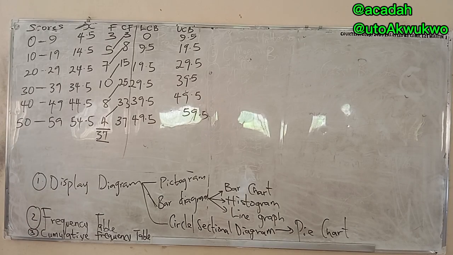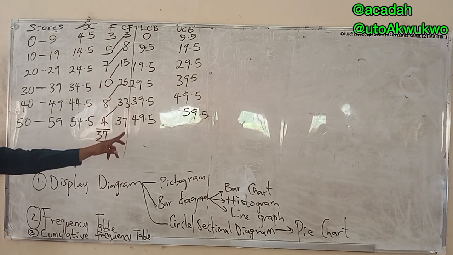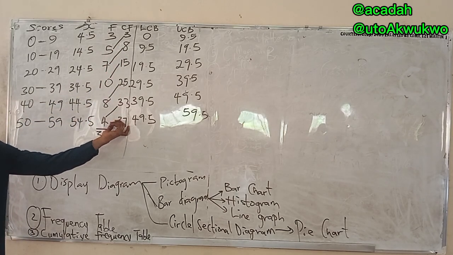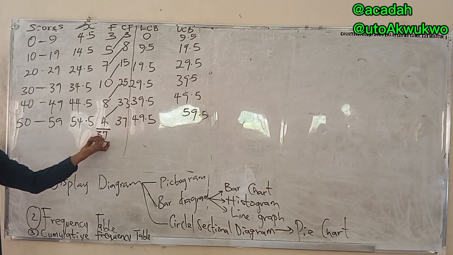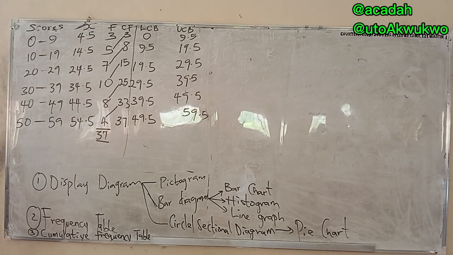I did not say, because students always mistake it, that the addition of cumulative frequency gives me frequency. No, I said the last value of your cumulative frequency gives you the summation of your frequency. So if you sum this frequency up, you get 37 and this is 37. So it will always be the same.